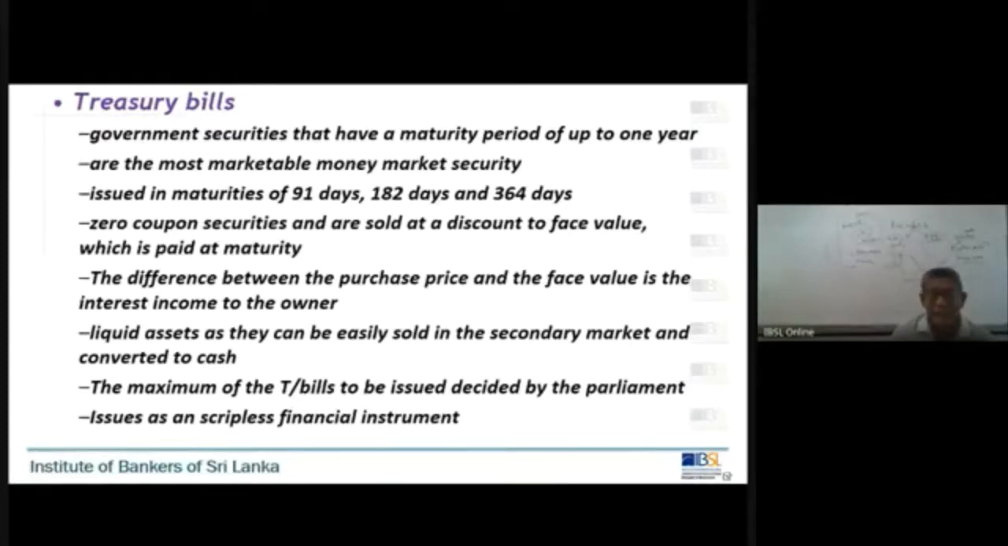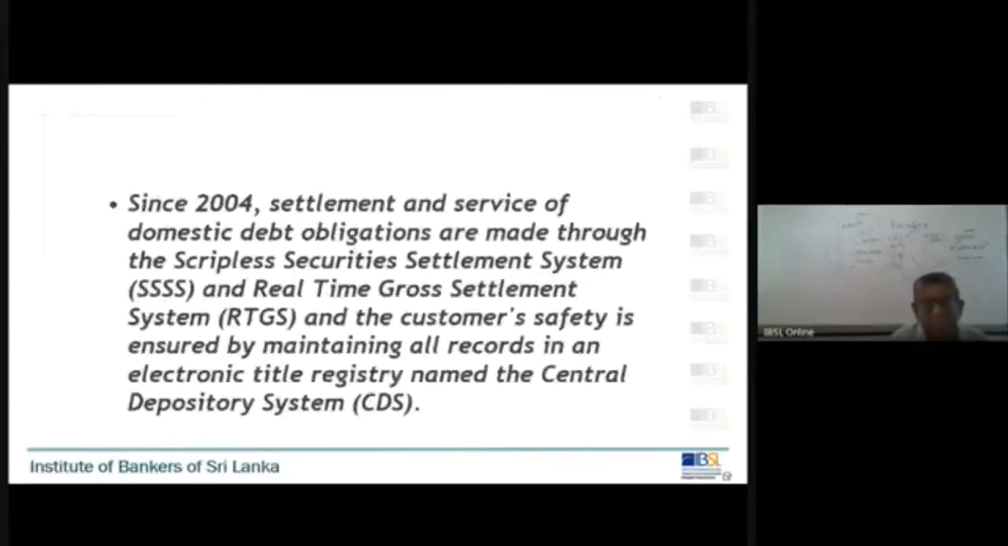Now, the maximum amount of treasury bills to be issued is decided by the parliament, and they are issued as scripless financial instruments. Earlier you had a document. Now you are issuing treasury bills. Right. Now you know treasury bills. Now let me look at treasury bonds.